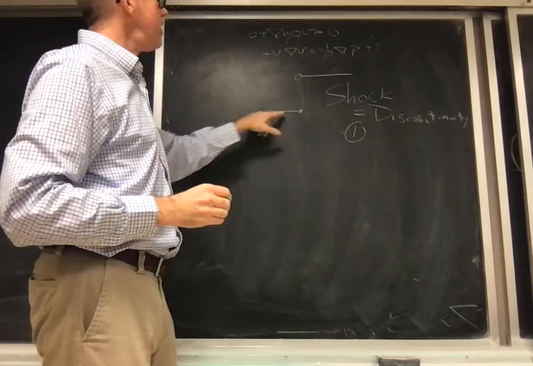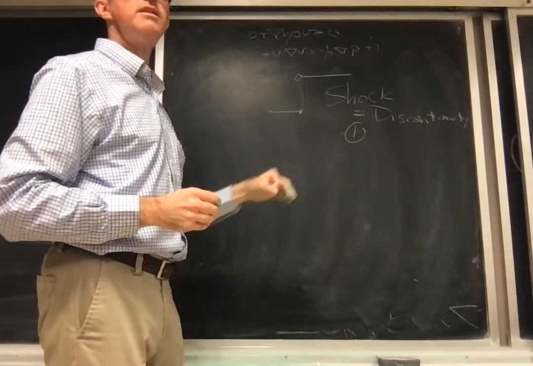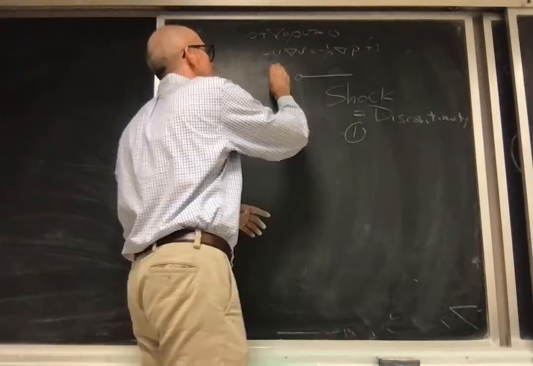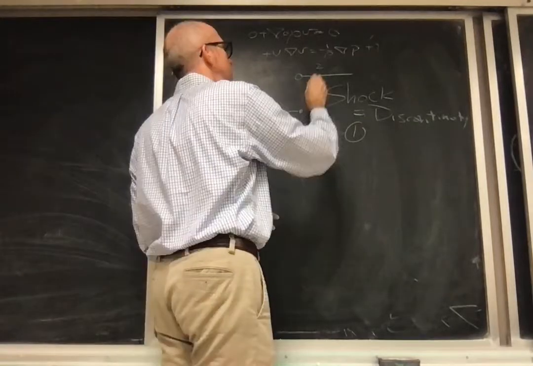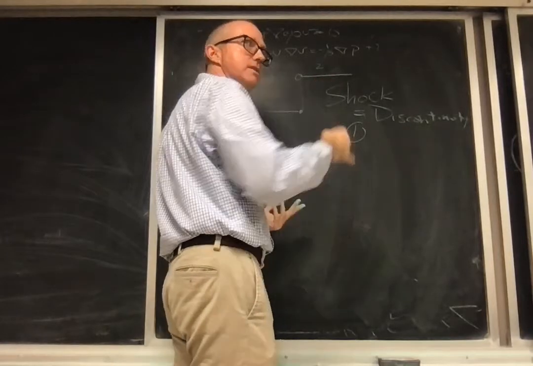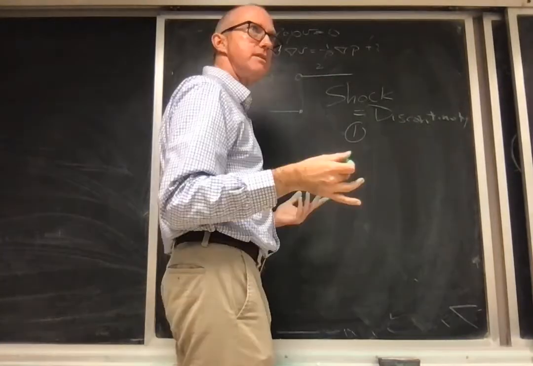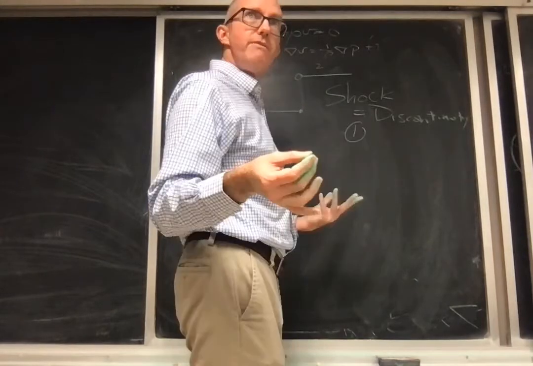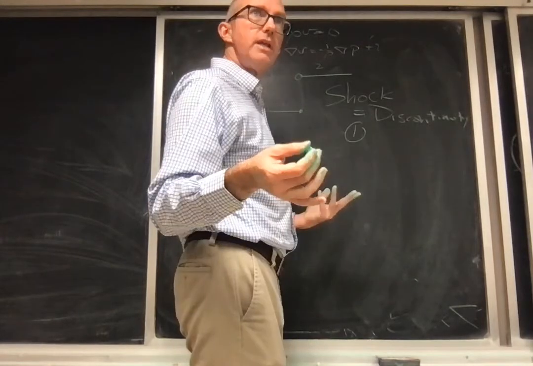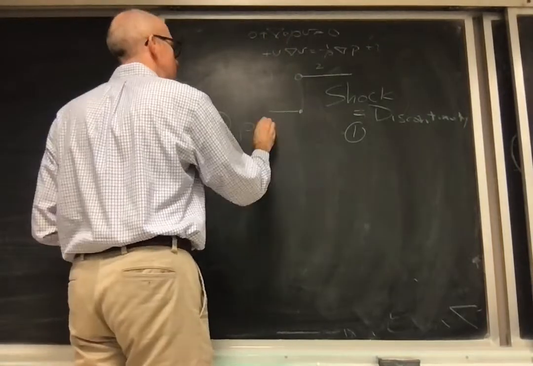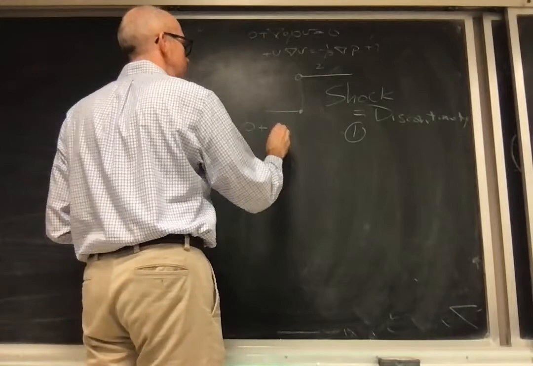So a shock is a step function in your quantities. So there's two sides, 1 and 2, and I've got density on one side and density on the other side, velocity on one side, velocity on the other side. So I have these two states. So how can I figure out the relationship between these two states? Let's start with continuity.